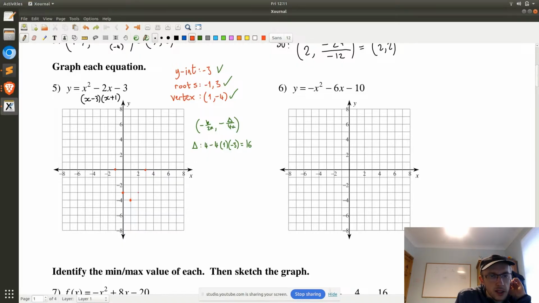So notice that we can get another point on here just plugging into itself. 2 squared is 4, and 4 take 4 is 0, and take 3 is negative 3. So there you go. There, like that. And we can always get more points. Plug in 4. So 16, take 8, take 3, that's 5. So 4 comma 5. And then this will just shoot off the page.